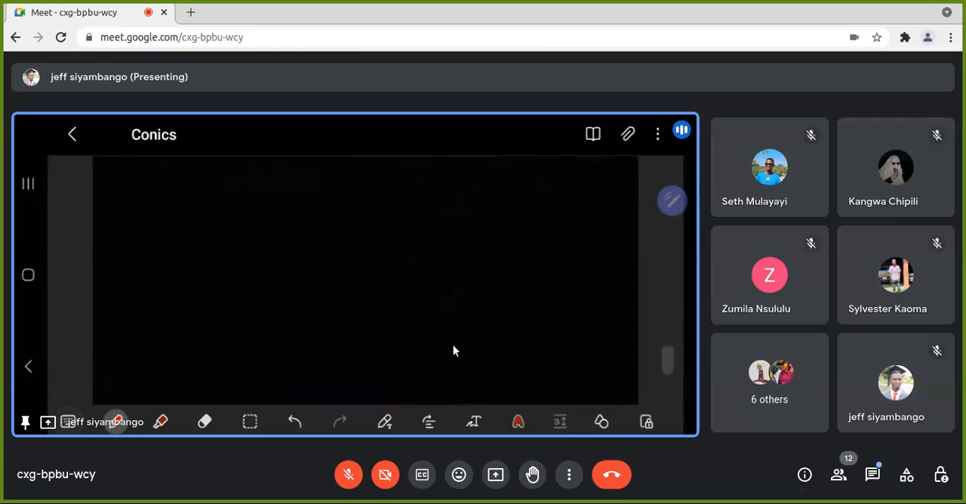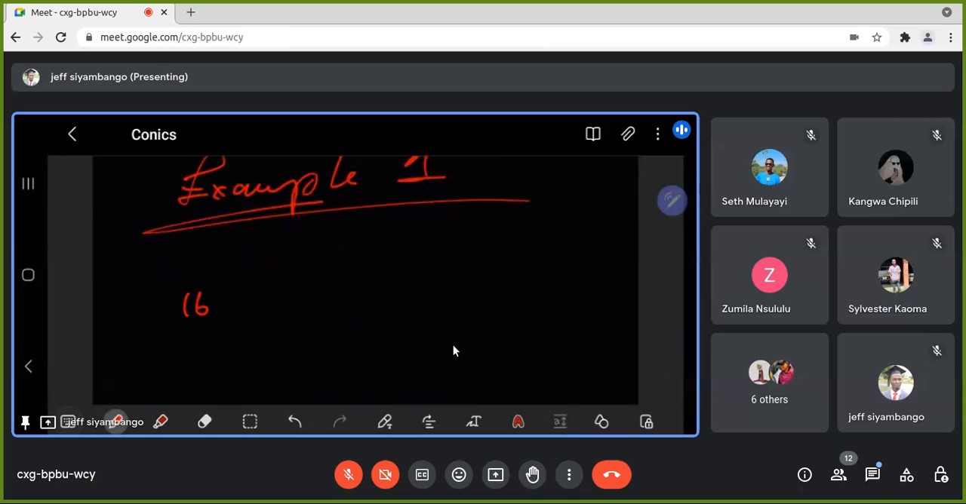For the first example on an ellipse, we have something pretty minor. Consider the case where you have, let's say, 16x squared plus 25y squared is equal to 400. The first thing that you want is for whatever you've been given to look like the standard expressions I gave earlier on. So in this case, you want to get rid of this 16 and 25.